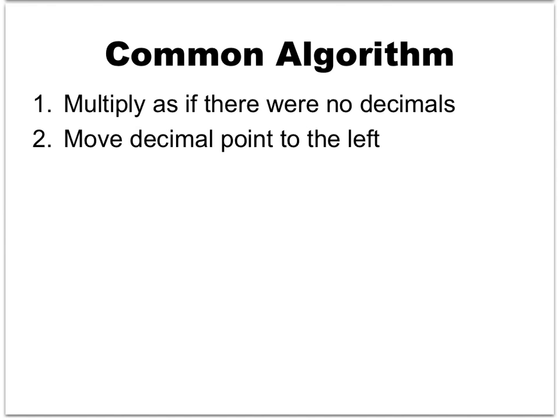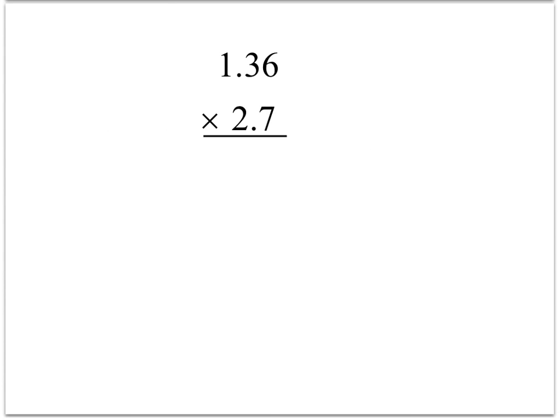And so let's do a simple example to illustrate these steps and how to figure out how many places we move the decimal point. Let's take 1.36 times 2.7. So the first step is to just ignore the decimal points and multiply like normal. So we're going to take 7 times 6, which is 42, carry the 4. And then we have 7 times 3, which is 21, add 4 to get 25, carry the 2. 7 times 1 is 7, plus 2 is 9.